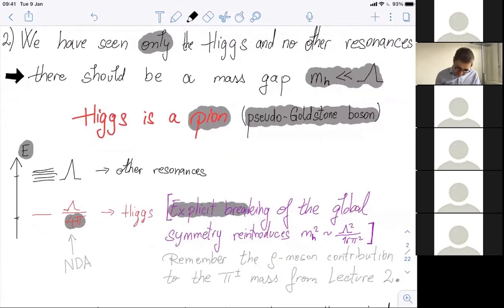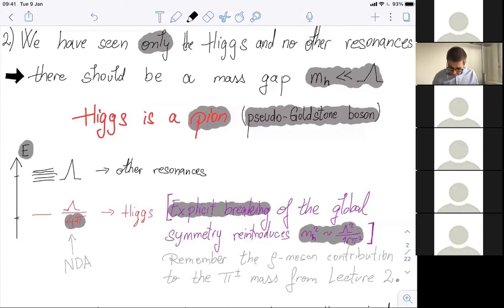We will have an explicit breaking of the symmetry which makes pions completely massless. So there will be a symmetry which makes pions massless, Goldstone bosons. However, there will be an explicit breaking of this. And this explicit breaking will introduce quadratic corrections to the Higgs mass, okay?